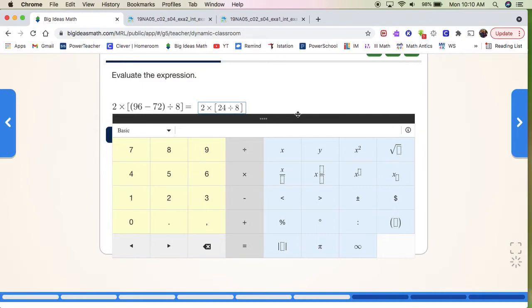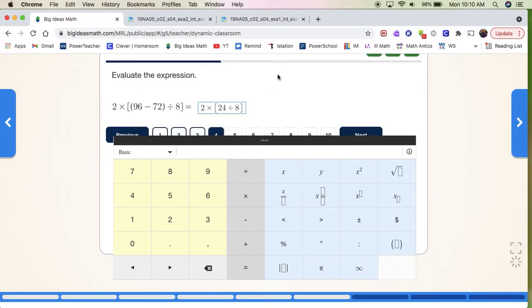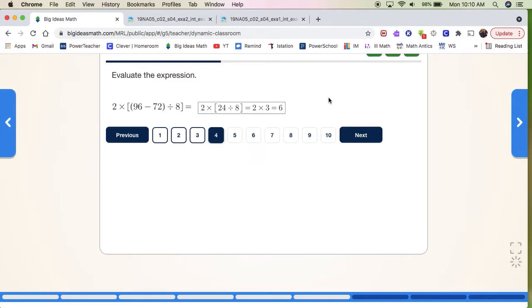Okay, so we don't really have any parentheses. We do have the brackets though. And so now we've got 2 times whatever 24 divided by 8 is. That's what we're looking for. So first we need to decide what is 24 divided by 8. 24 divided by 8 is 3. So 2 times 3 is equal to 6. Notice this became that. And then we dealt with this 24 divided by 8. And this became this.